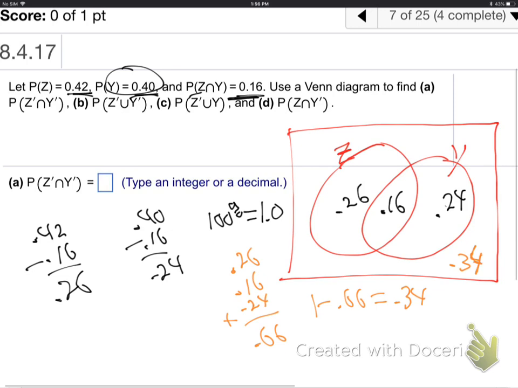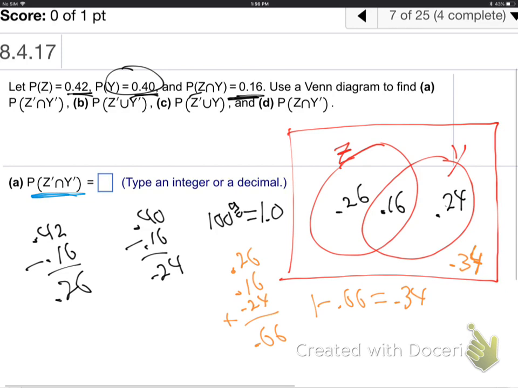Now I've got all 4 sections in my Venn diagram. I'm ready to answer any question they want to ask me. Once you've got the whole Venn diagram, then turn your attention towards answering the questions. Here we go. So here comes the first question. Probability of that. So try that. Let me let you do that on your own. I'll give you a second to do that. See if that's making sense to you.